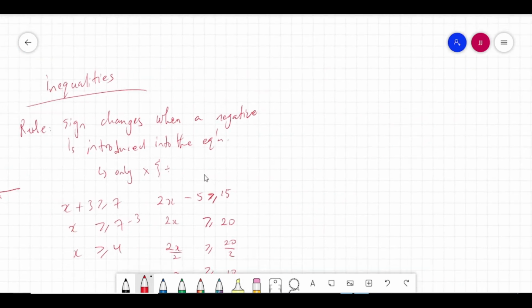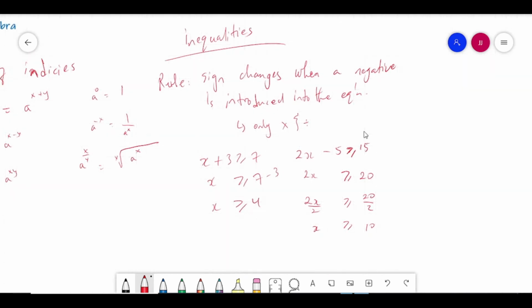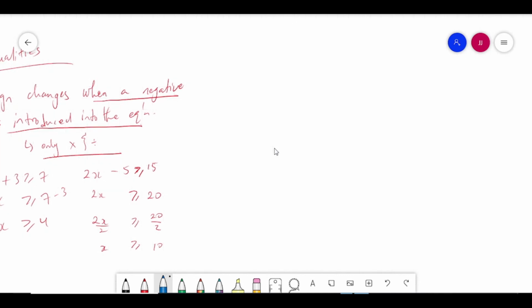But let's jump into something a little bit harder. Of course, remember the rule: the sign changes when a negative is introduced into the equation, and it only applies to multiplication and division. But let's see exactly what is meant by this rule. Let's say we have minus 2x plus 11 is more than or equal to 23. Of course, we know minus 2x will be more than or equal to 23 minus 11 when we carry these across, which will be 12.